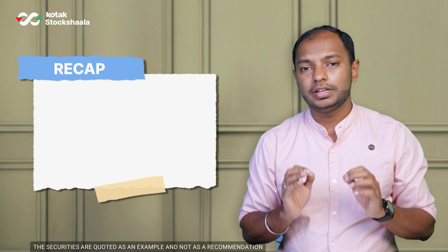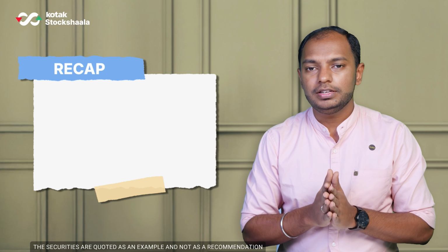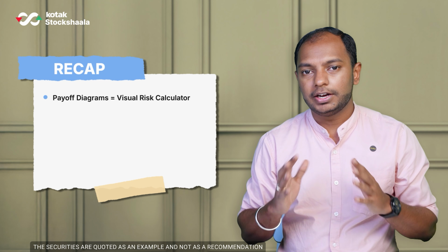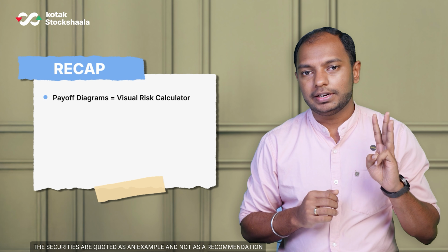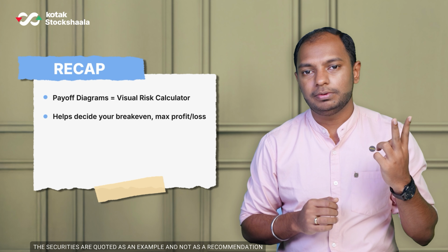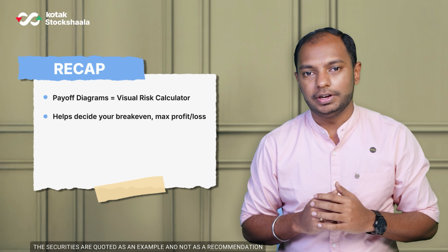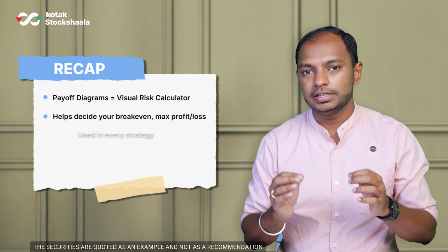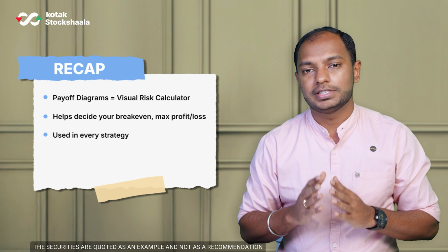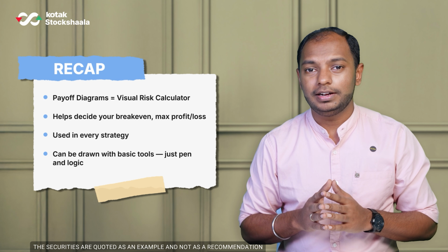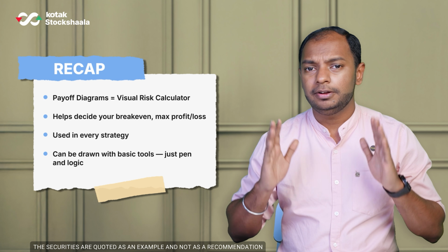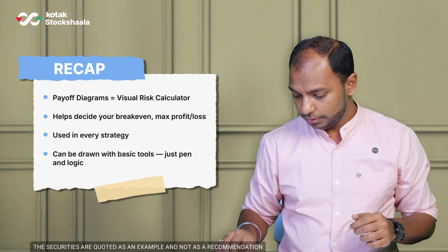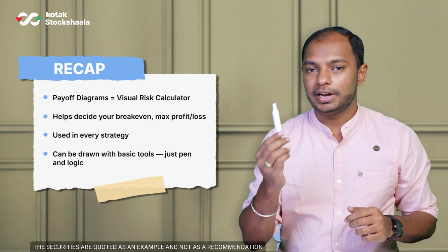So here is a quick recap of what we have learned so far. We understood what exactly a payoff diagram is. It's a visual risk calculator and also tells you the three important metrics, that is your maximum profit, maximum loss, as well as break-even point. It is very wise to use an option payoff diagram before you enter into any strategy or while building an option strategy. And most importantly, I have shown you that you don't need fancy tools or software to draw payoff diagrams. In fact, you can do it with simple tools like a paper and pen.